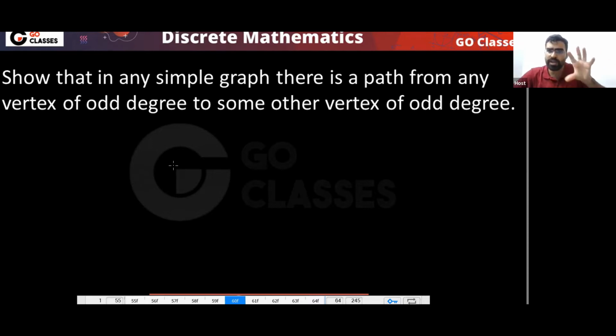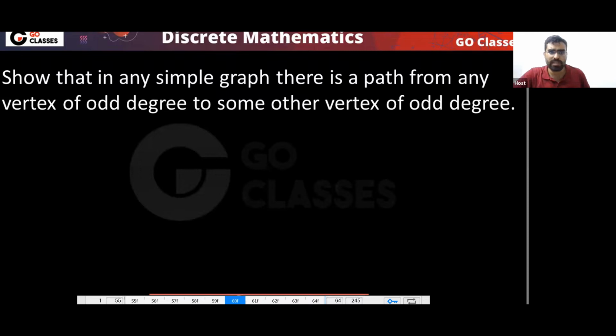Remember, every component is also a graph. Every subgraph is also a graph. So if you notice, every component is a graph. Okay, so in every component, what should happen? You should have an even number of odd degree vertices. You cannot have an odd number of odd degree vertices.